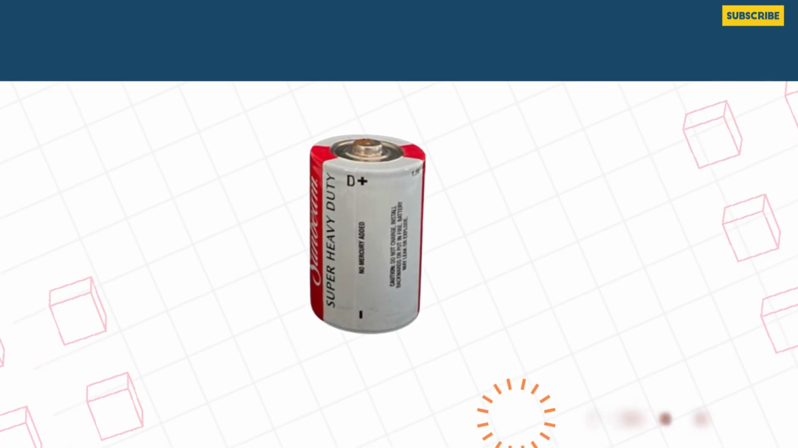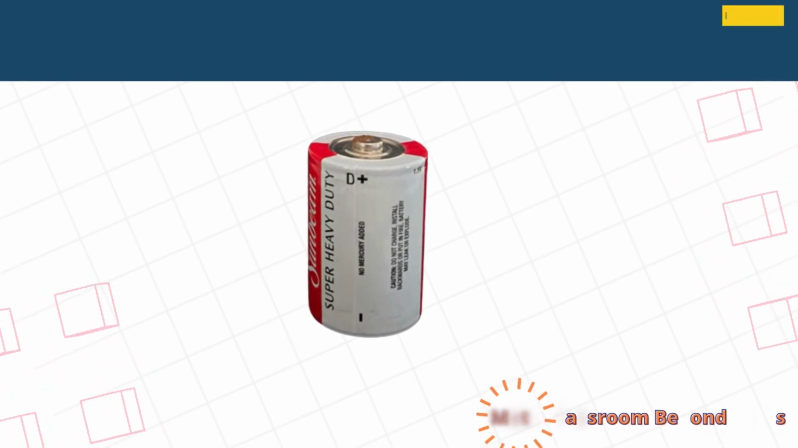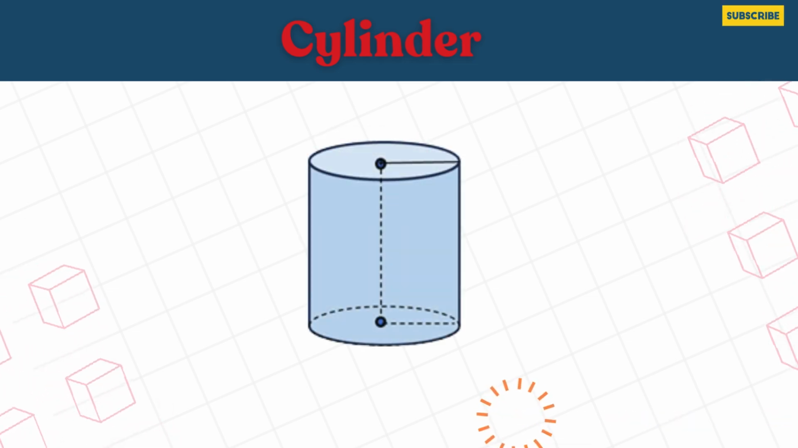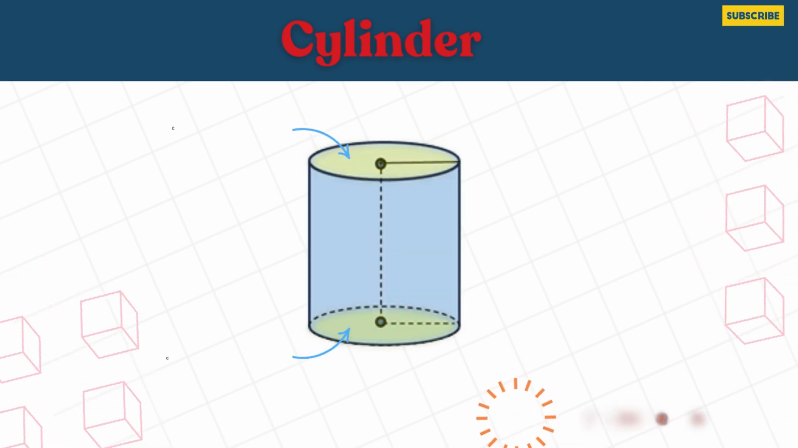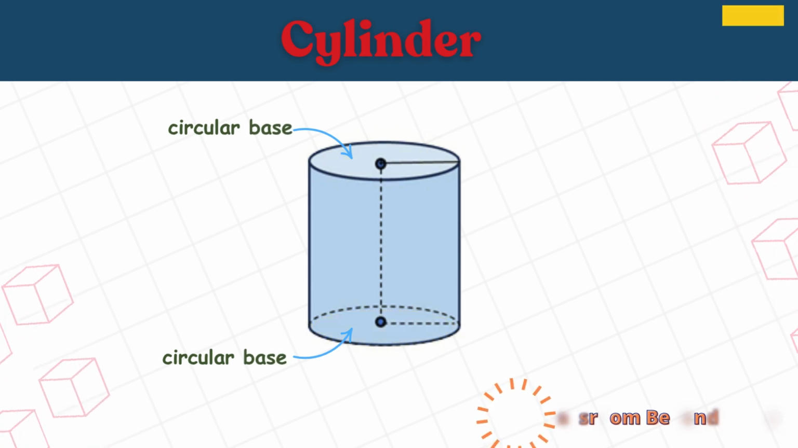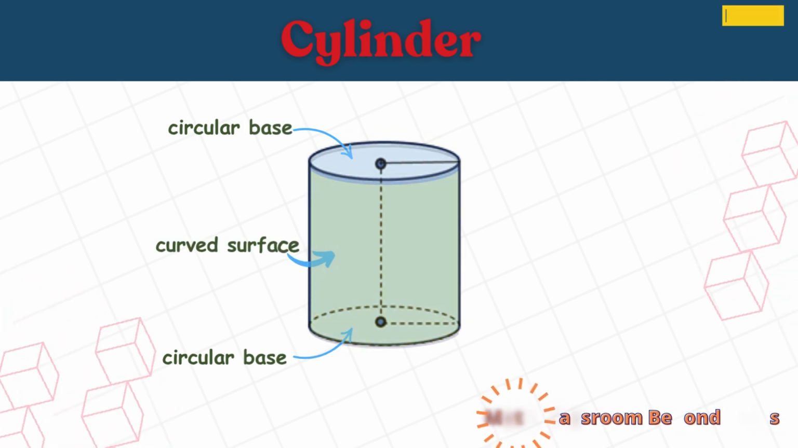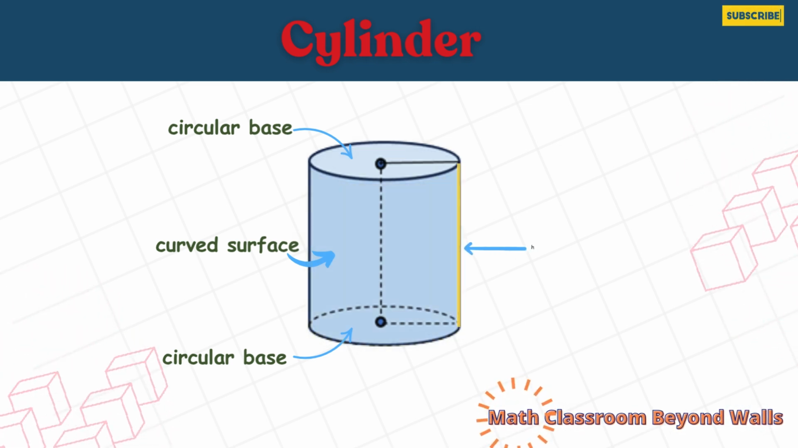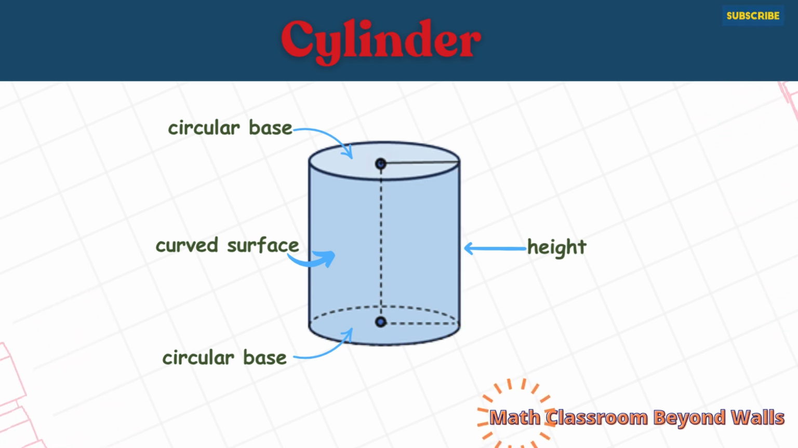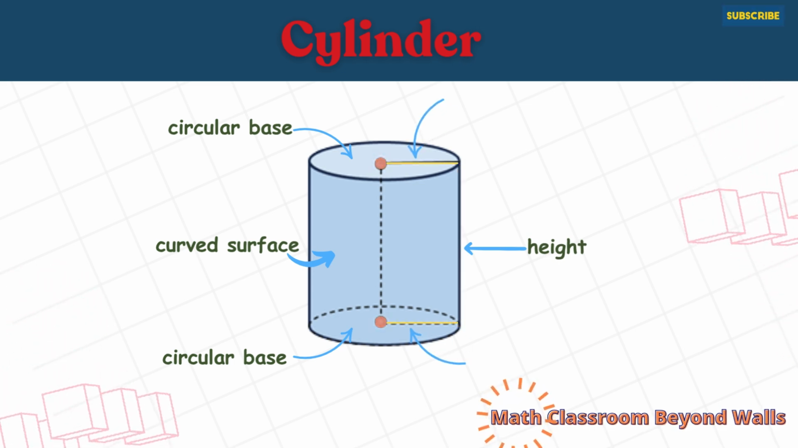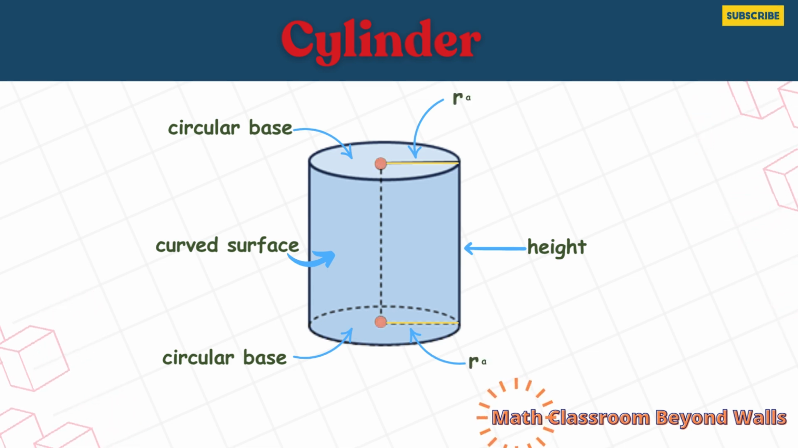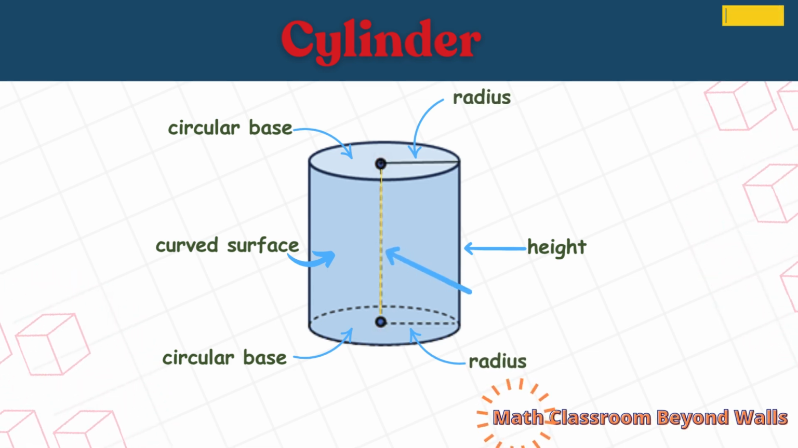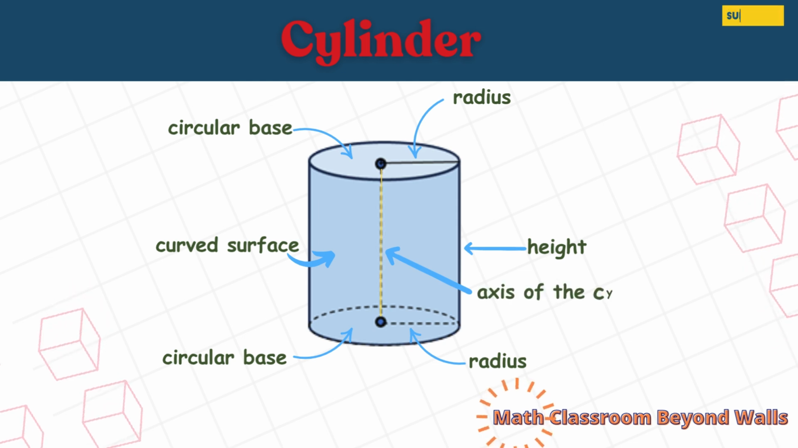Look at these, learners. Familiar, right? What you have is an example of a cylinder. This cylinder has two parallel circular bases connected by this curved surface. The distance between these two circular bases is its height. The distance from the center to the outer boundary of its base is its radius. The line connecting the centers of the two bases is its axis.